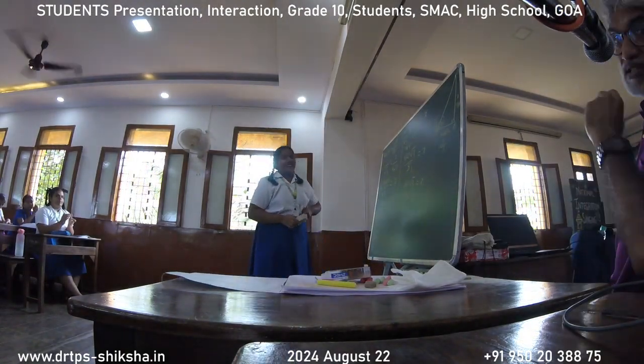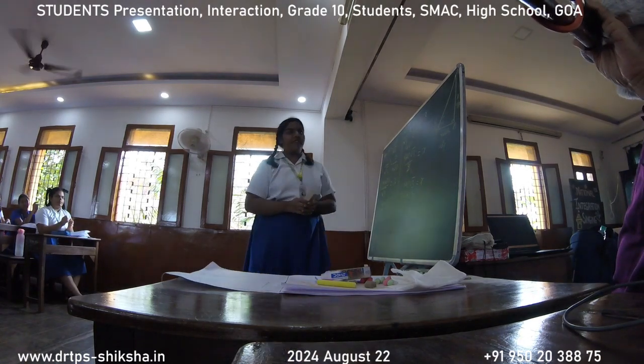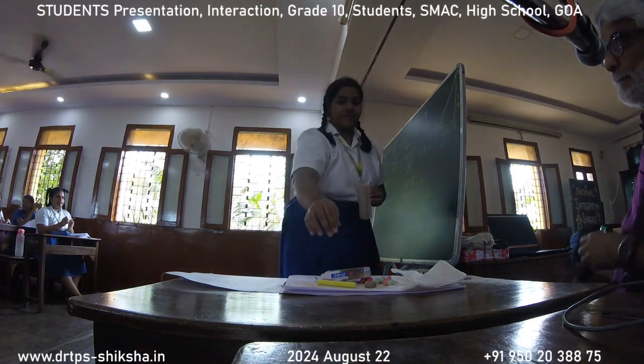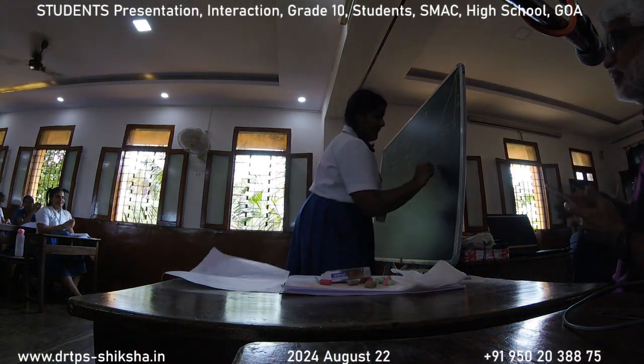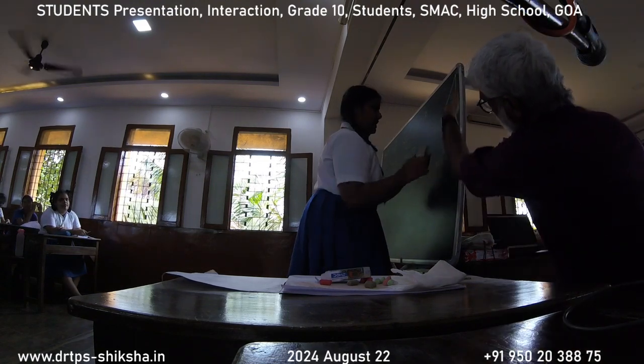You write, what is the square root of 25? I know it is 5. I asked you to write, right? Write on the top. Clean it up.